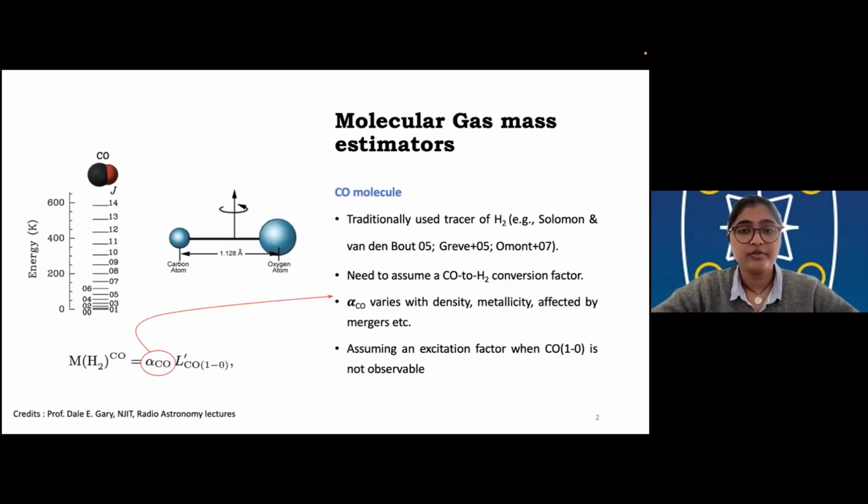CO is one of the most commonly and traditionally used tracers of the molecular gas content of a galaxy. To estimate the molecular gas mass from CO 1-0, we need to assume a CO to H2 conversion factor. The limitation is that alpha CO varies strongly with metallicity and density and can also be affected by physical processes like mergers. Additionally, in most of these high-z dusty star-forming galaxies, the 1-0 transition is not really accessible, so we rely on higher J transitions, and to estimate the 1-0 luminosity from them, we need to assume an excitation fraction.